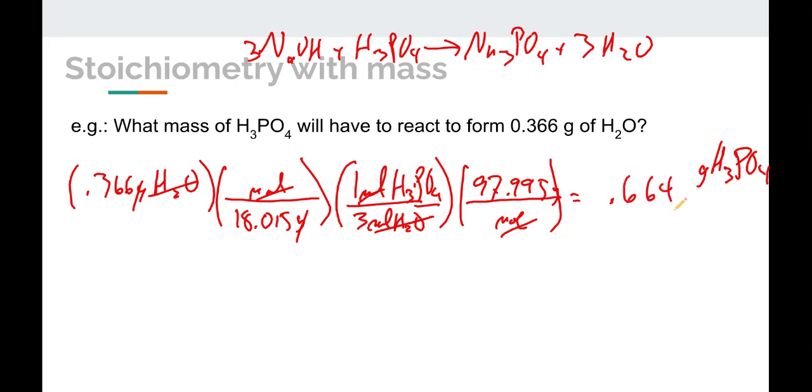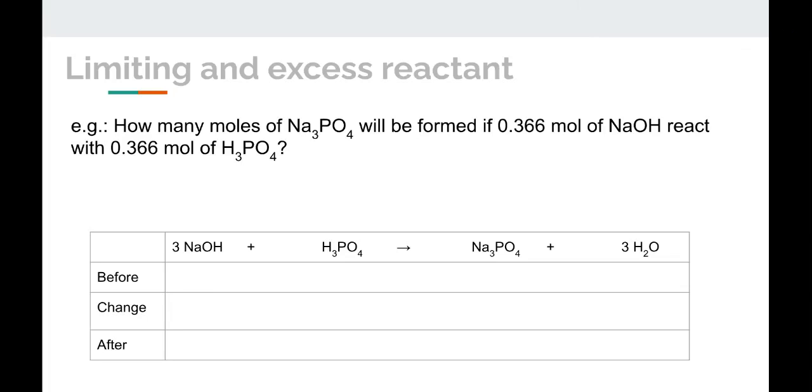Previously, we solved the problem where we had an unlimited amount of H3PO4, and we wanted to find out how many moles of sodium phosphate were going to be produced from 0.366 moles of NaOH reacting. Now we have a situation where we don't have an unlimited quantity of H3PO4. This helps us explore a concept called limiting reactant. It's important for us to figure out sometimes which of the 2 reactants is going to run out first, and that will limit how much product gets produced.